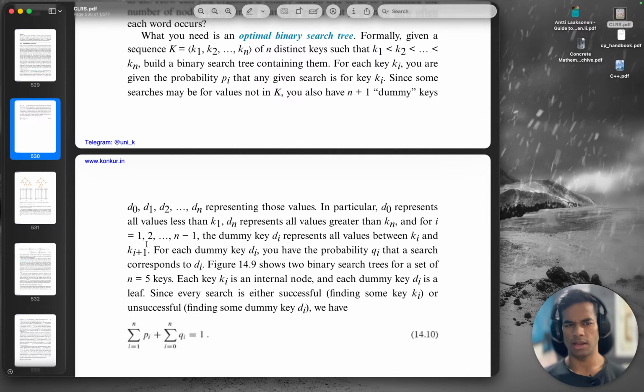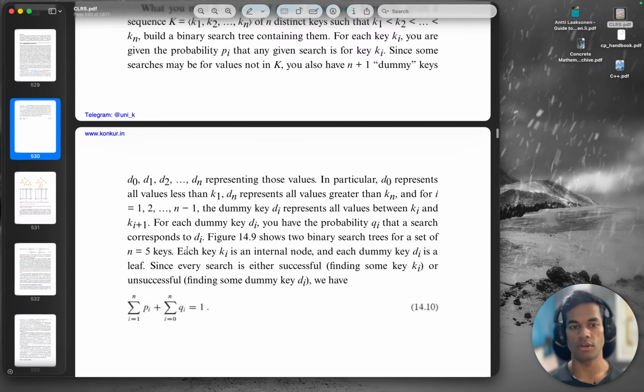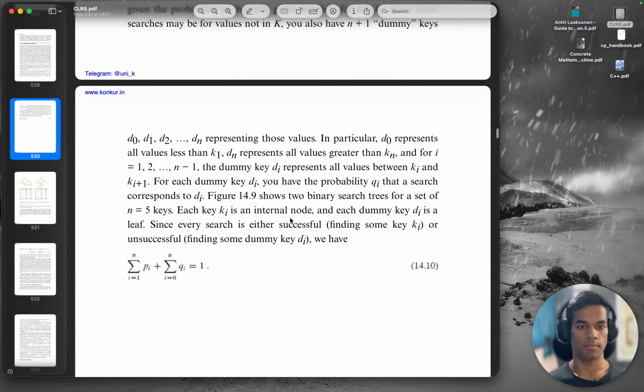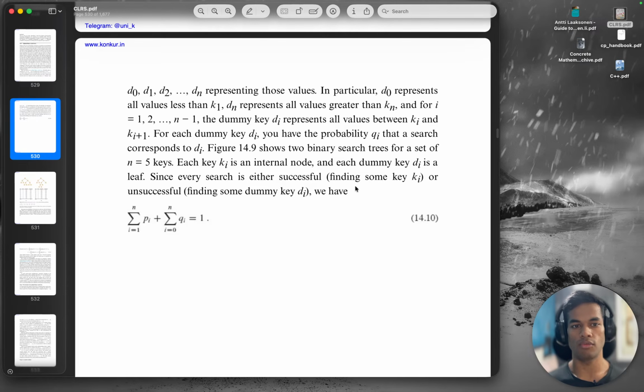Okay, so for i equals 0, 1, 2, 3, 4 till n minus 1, the dummy key di represents all values between ki and ki plus 1. For each dummy key di, you have the probability qi that a search corresponds to di. Figure 14.9 shows two binary search trees for a set of n equal to 5 keys.